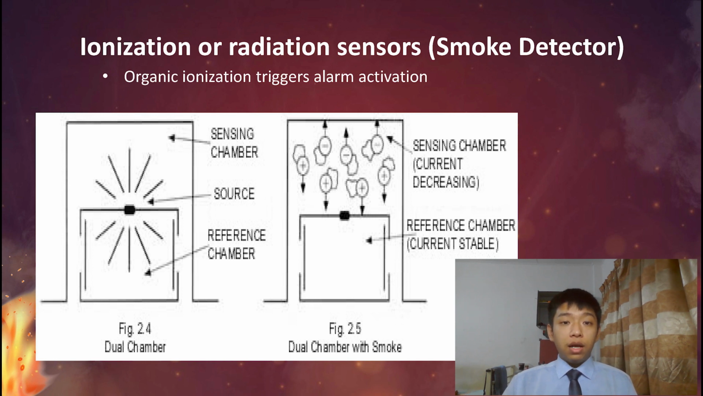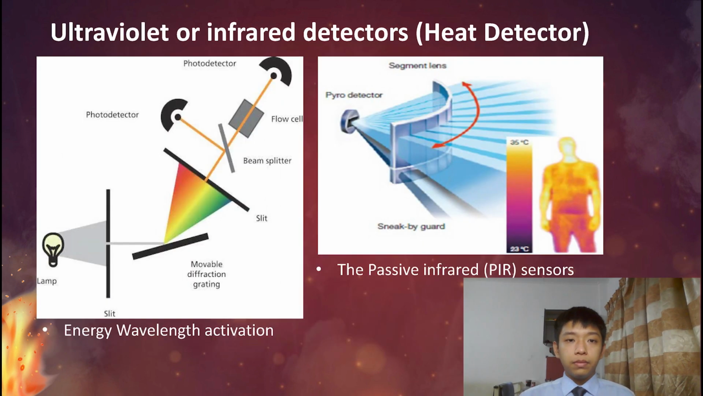How do they work? Ionization type smoke alarms have a small amount of radioactive material between two electrical charge plates, which ionizes the air and causes current to flow between the plates. When smoke enters the chamber, it disrupts the flow of ions, thus reducing the flow of current and activating the alarm.